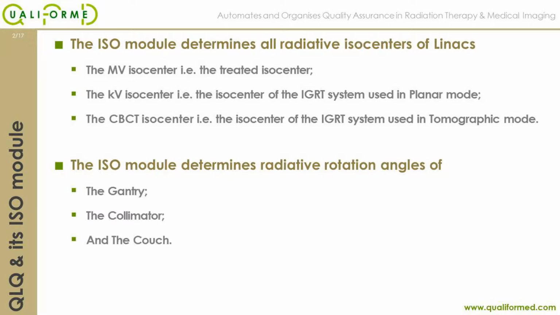IGRT system used in planar mode, and the IGRT isocenter in CBCT mode, using the Winston and Lutz test. With this test, you acquire images at different gantry, collimator, and couch rotation angles to find all rotation axes of the machine, which provides a good opportunity to also test these rotation angles.